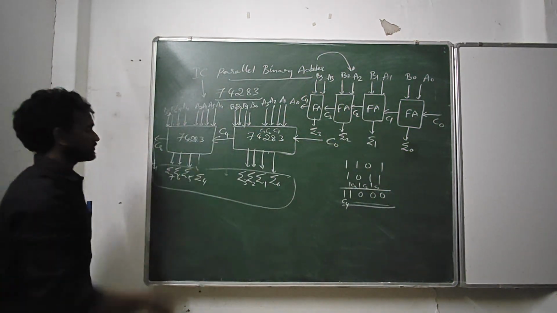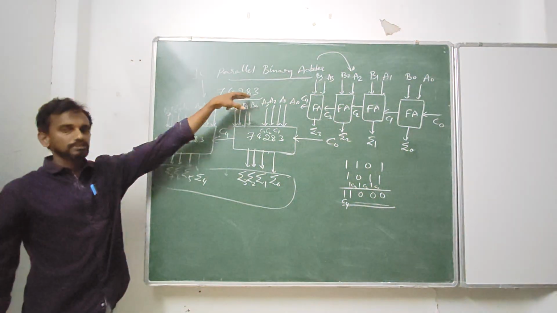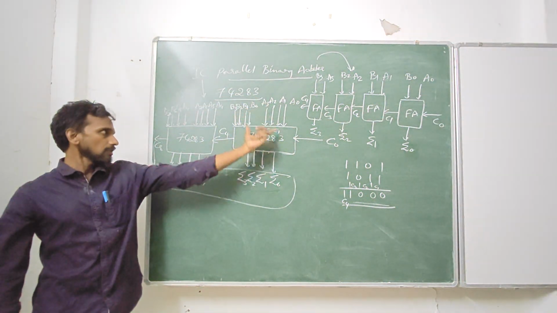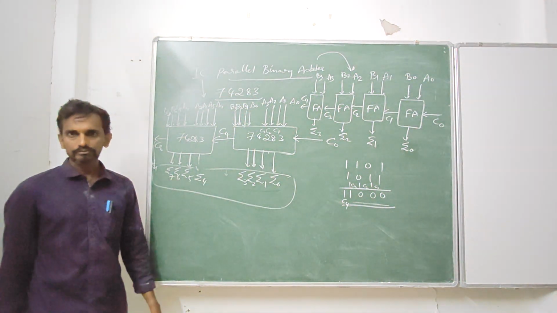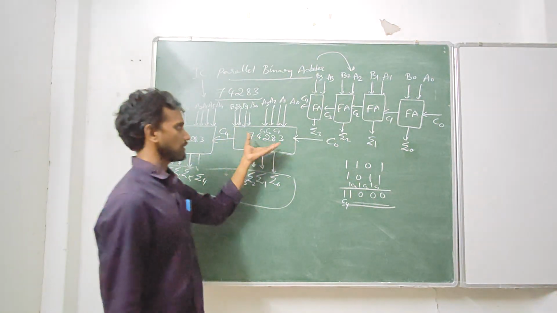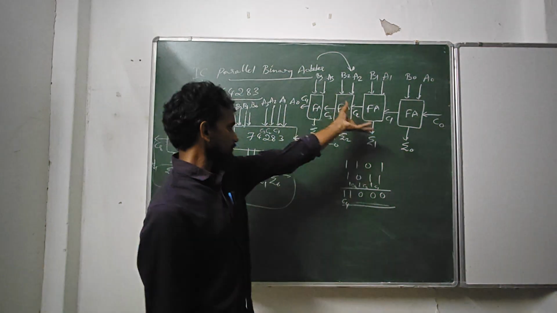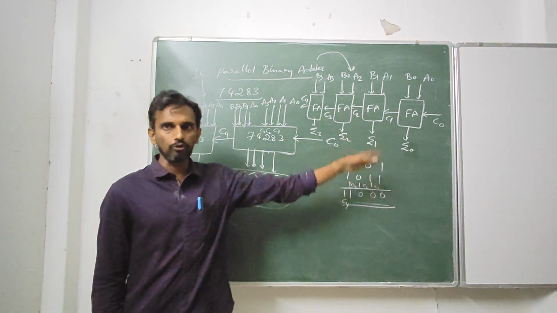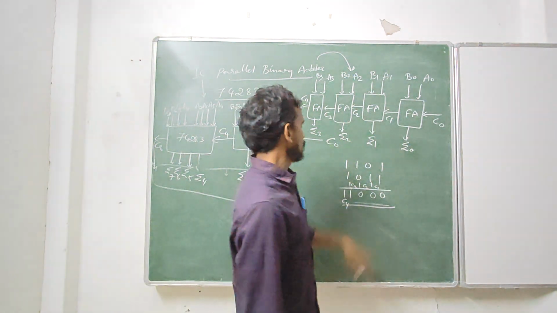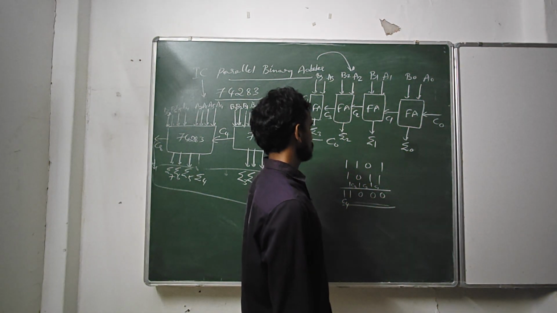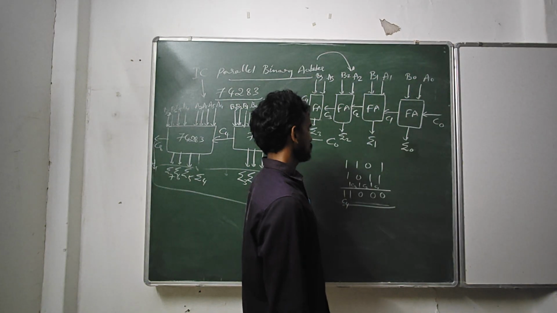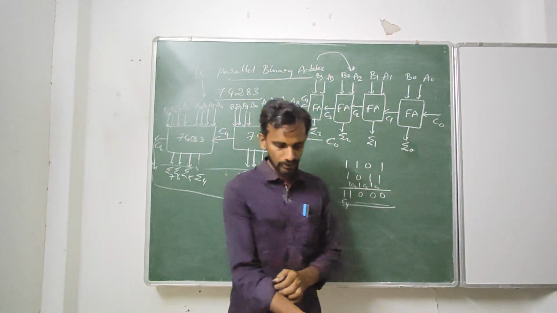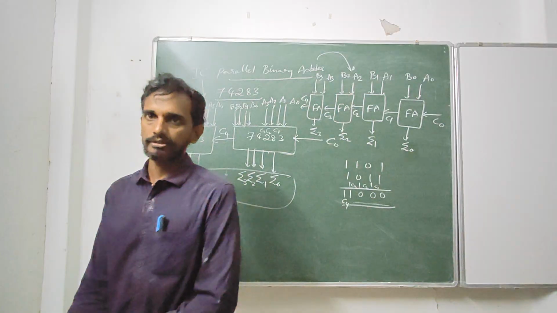And if you are specifically using ICs, the IC number is 74283, which is a 4-bit binary adder. So the internal configuration of these ICs, this will have 4 full adders, which process each single bit individually.